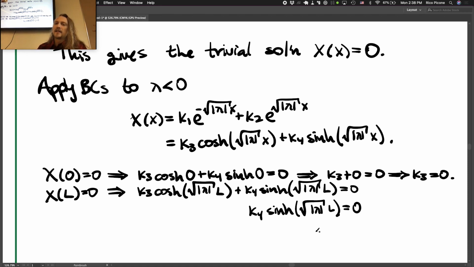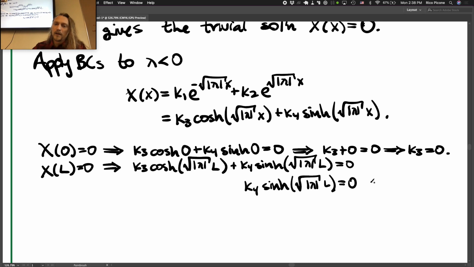It turns out that this is only true when L is equal to 0, or K4 is equal to 0. Since sinh is not a periodic function, it goes off to infinity. So we're stuck with K4 equals 0. Now, if sinh could be 0 for positive L, then we would have a non-trivial solution. But once again, we found that K3 and K4 must be 0. So, trivial solution again.